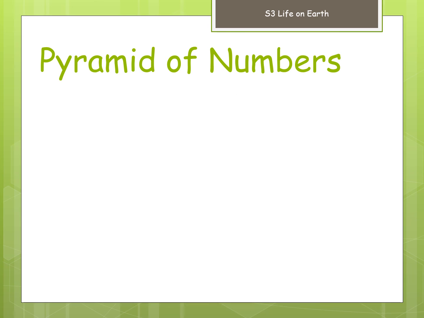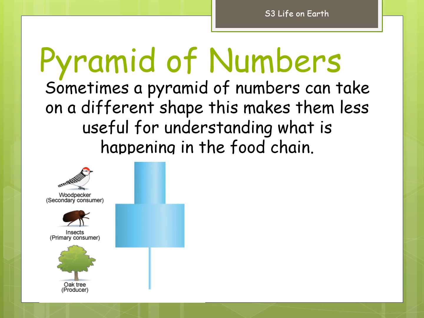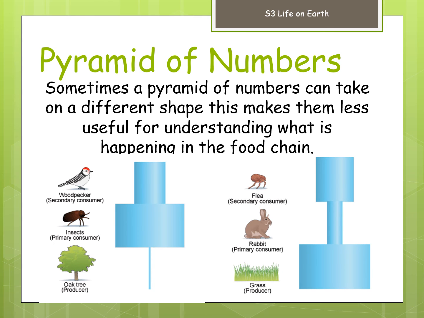Pyramid of numbers, however, can sometimes be a bit wonky. Because of the numbers, it can take a different shape, which makes it less useful for understanding what's happening in the food chain. So I'll give you a couple of examples. Oak tree here. It's obviously one oak tree, which can sustain lots of insects, and the insects can sustain lots of woodpeckers. Or grass to rabbit, and the rabbits can sustain a huge number of fleas on them. So again, the numbers at the top are actually larger than the numbers in the middle. So you've got wonky pyramids.